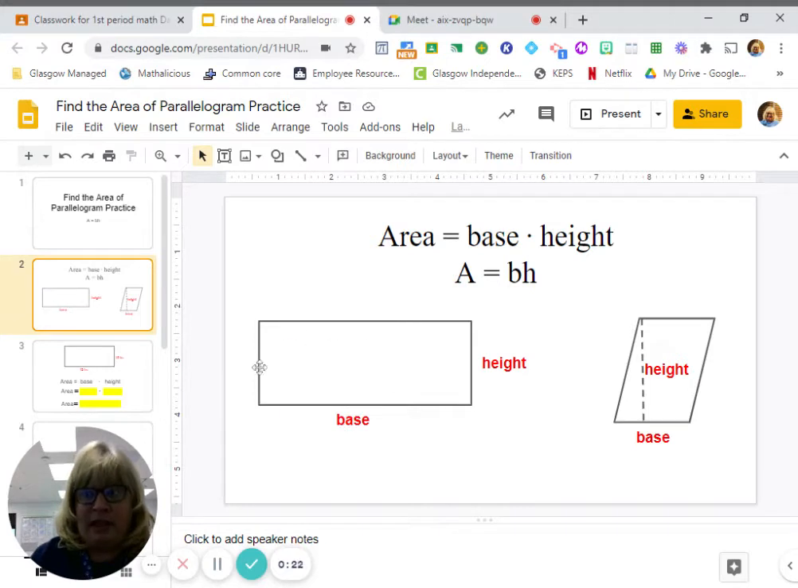With a rectangle and a square, your base is always the bottom, and your height is always straight up and down. So here would be my height. But on a regular parallelogram, my base is always the bottom, but your height has to be this straight up and down line. It's not this slumpy line. It's always the straight up and down.